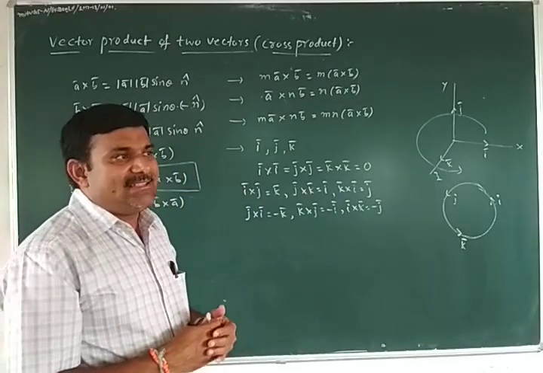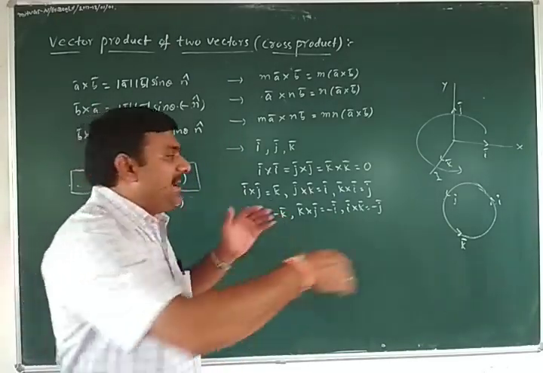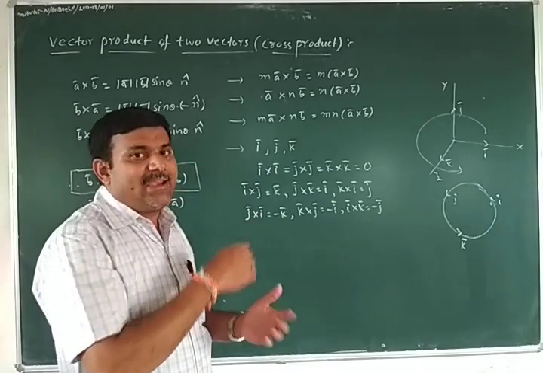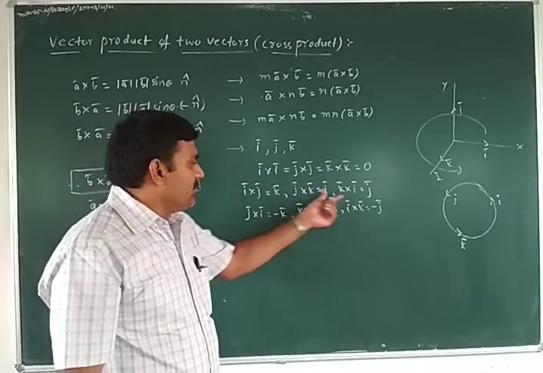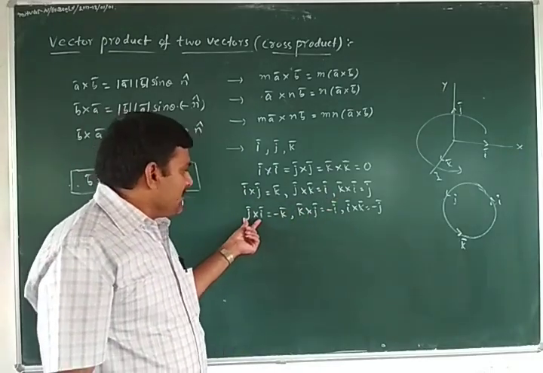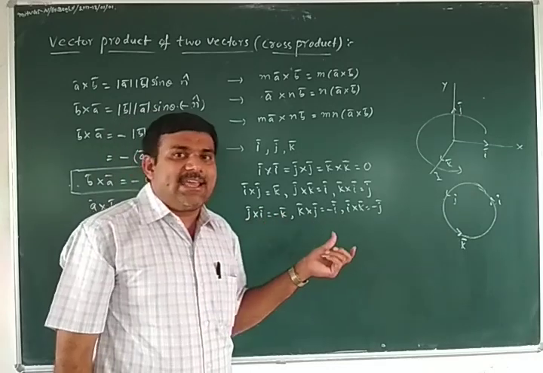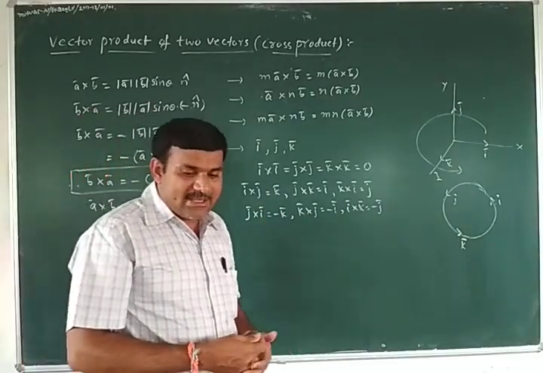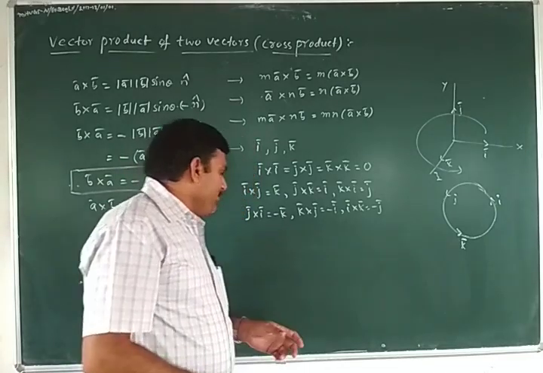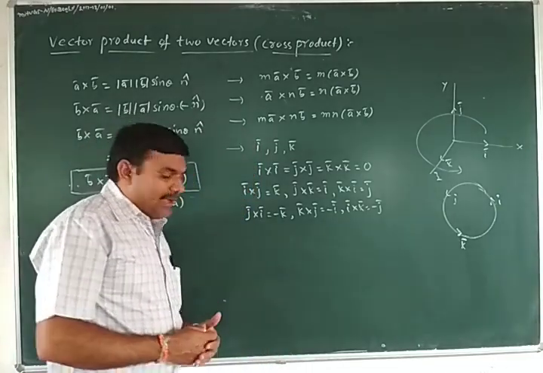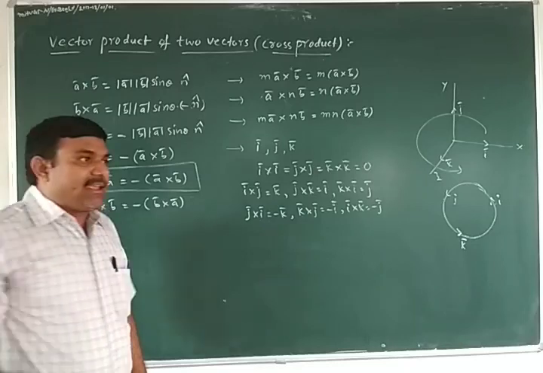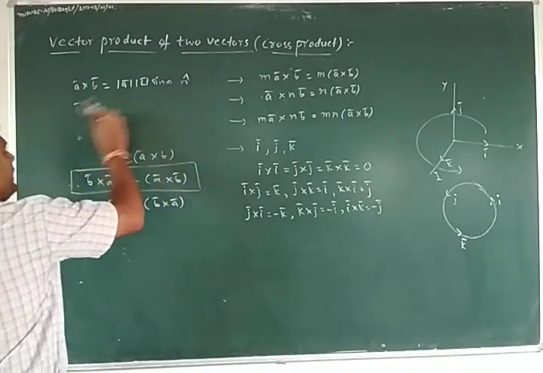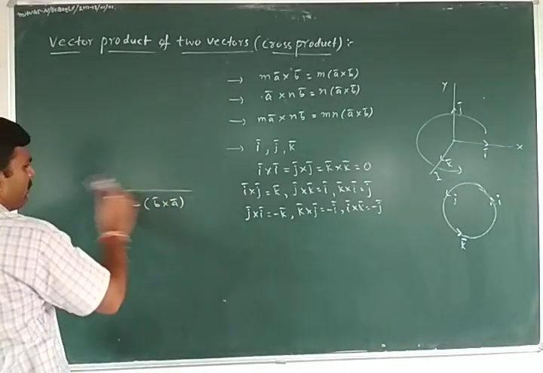That is, I, J, K form a right-handed system. When I am forming the right-handed system, these values should come. In the other case, where I, J, K form the left-handed system or clockwise system, we follow the negative values. So these values are to be remembered, and later, when given two vectors, how to find out the cross product.